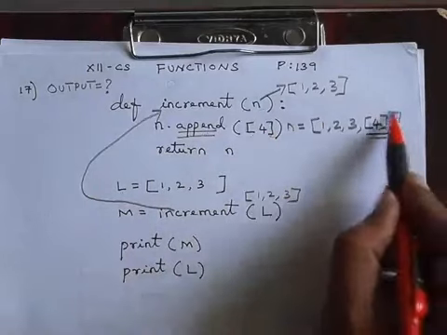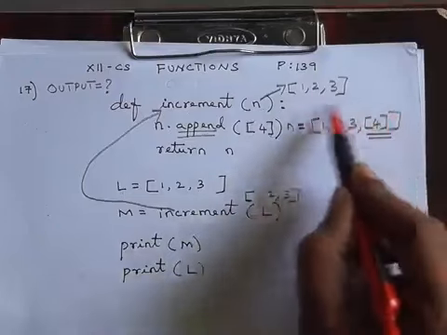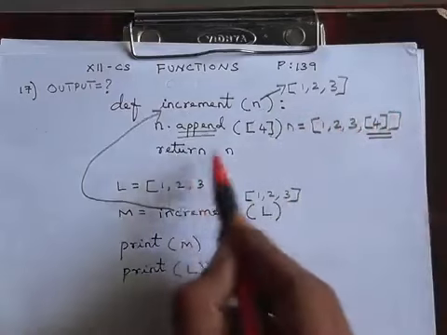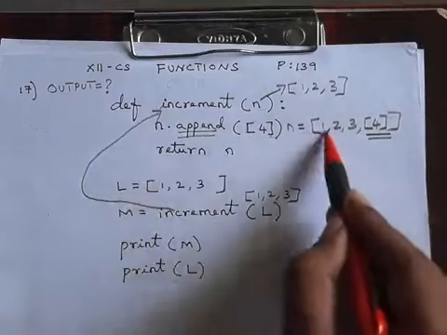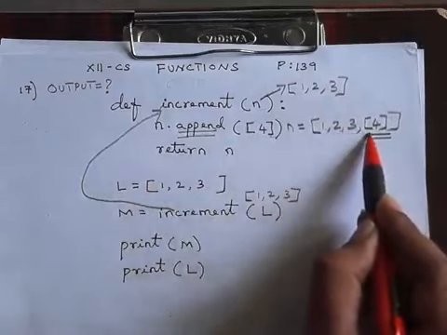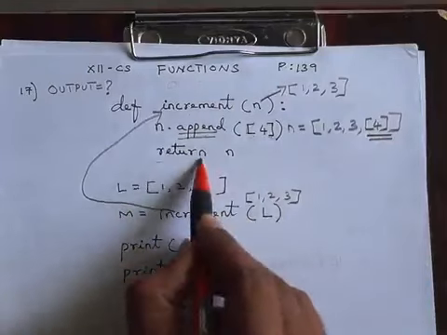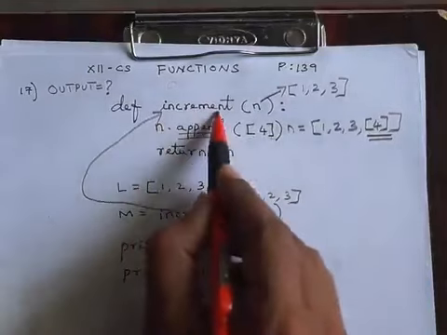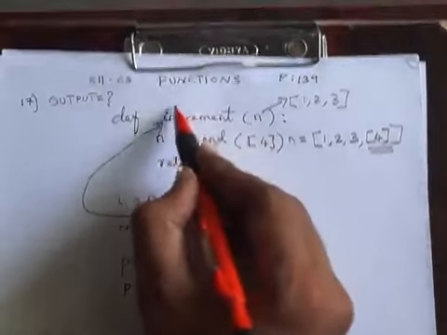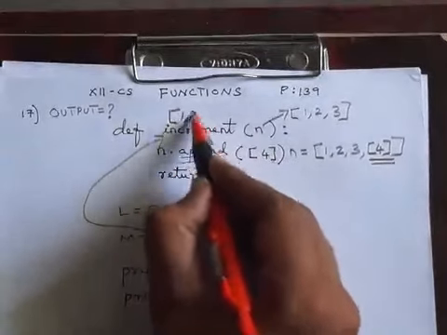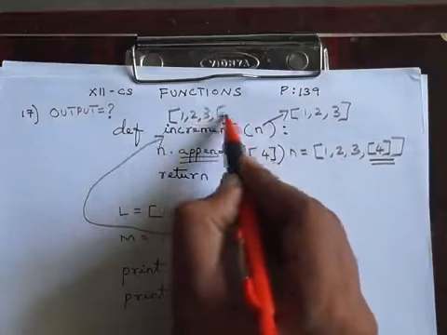Understand? So now the n value is changed here. So return n means return 1, 2, 3, list 4. Okay, such that because of this return statement, what will happen? This increment function value will become 1, 2, 3, list 4.